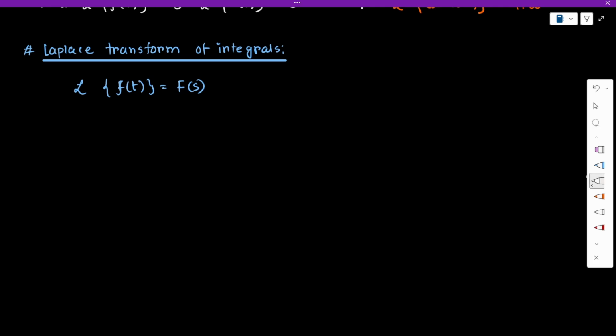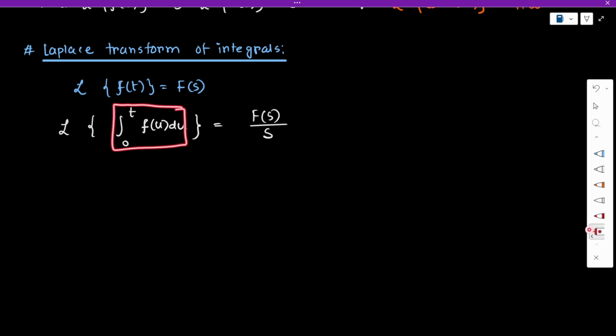So if the Laplace transform of f(t) is equal to F(s), then we can say that the Laplace transform of the integral from 0 to t of f(u) du, the integral function, is going to be F(s) divided by s. Now pay attention here. What does this signify? First of all, this is eventually going to be a function of t when we input the upper and lower limits in this integral. So this is actually a function of t at the end of the day.